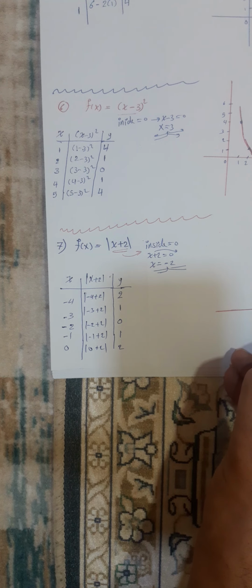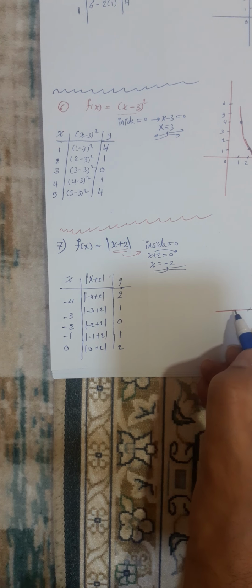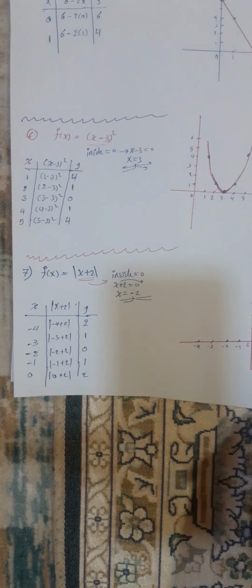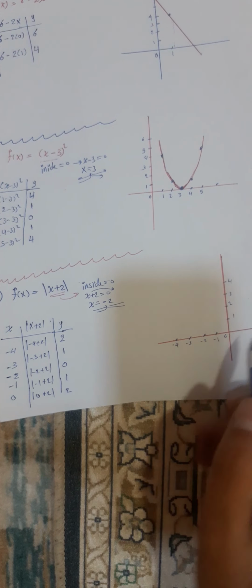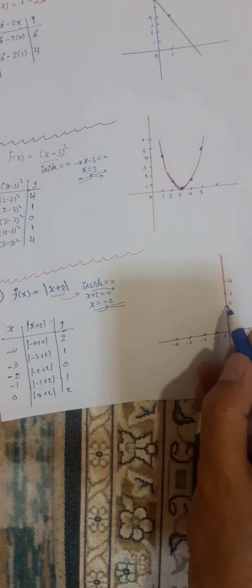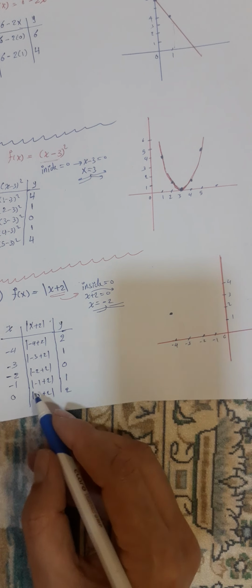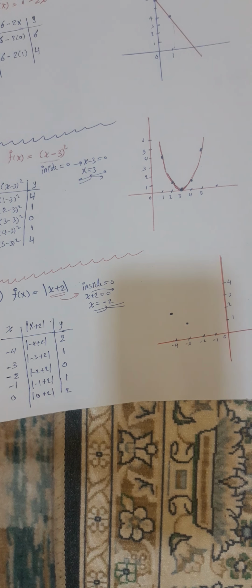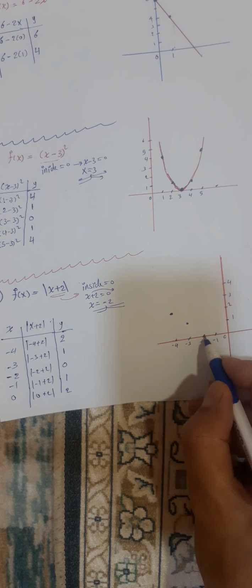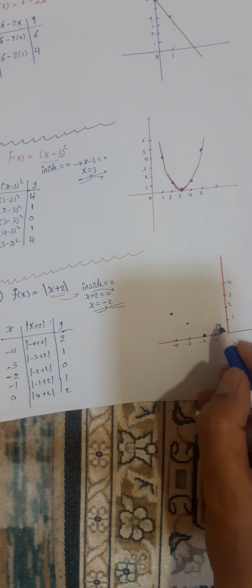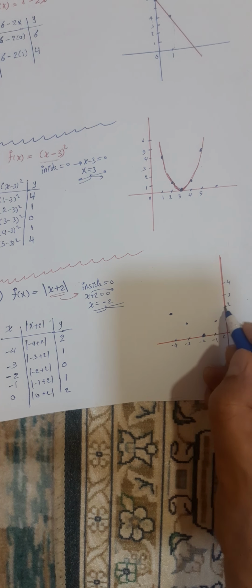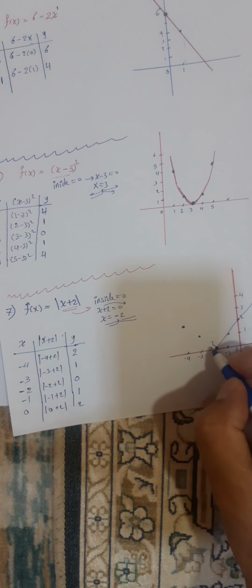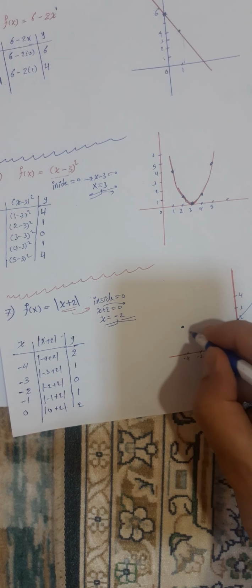Now take the points on the coordinate plane: (-4, 2), (-3, 1), (-2, 0), (-1, 1), and (0, 2). So the graph of the absolute value is like a V shape.